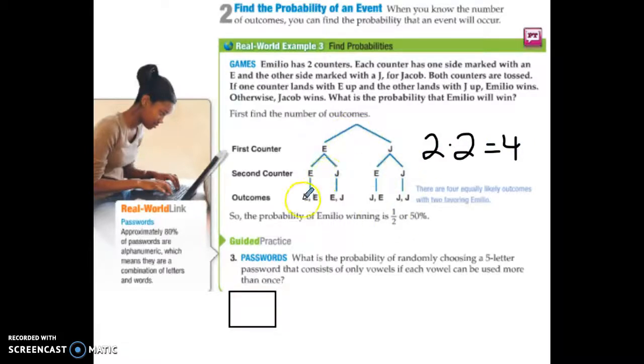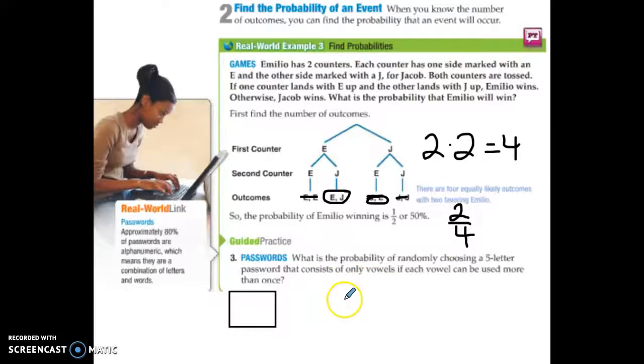Now the tree is helpful here because we need to see how many actually are what we want. Okay? Remember, probability is what we want over the total number. So 4 is my total number of outcomes, so that's my bottom number. Okay? And I want to count how many on this tree diagram give me Emilio winning, meaning 1 is E and 1 is J. Well, E and E, that's not a win. There's a win. That's not a win. Oh, that is a win, sorry. That is a win. And that's not a win. So 2 possibilities win. So 2 out of 4 times we expect Emilio to win, which is 1/2, which is 50%.